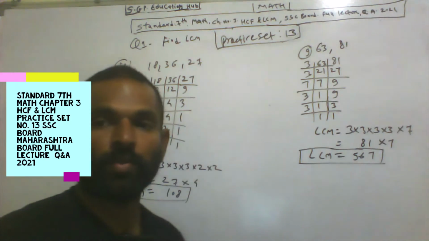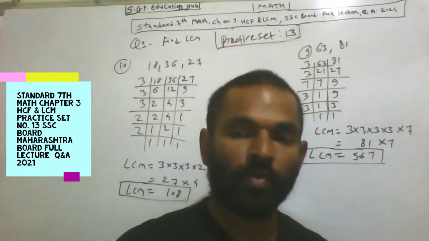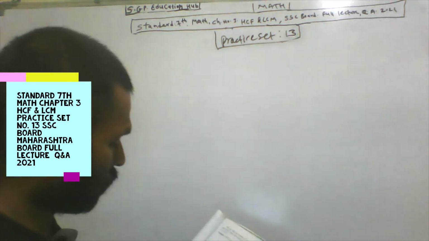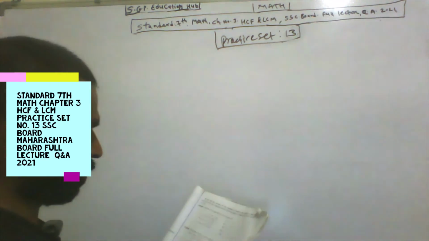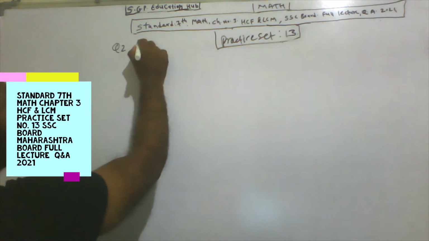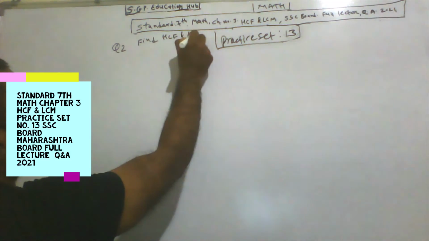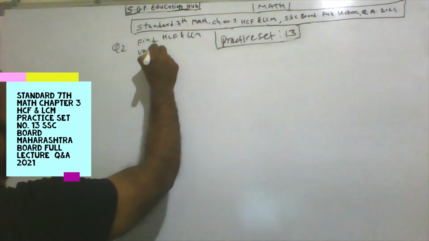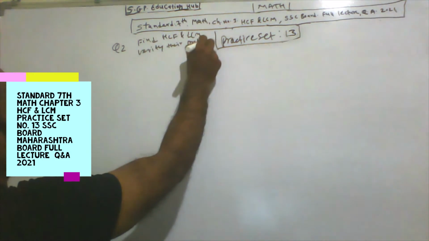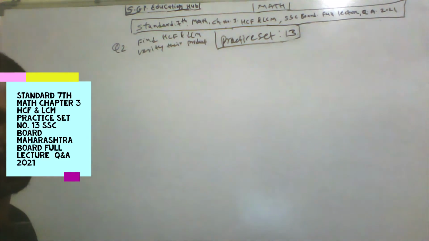Now we are going to solve question number 2. There are 5 sub-questions. Question number 2: find the HCF and LCM and verify their product. Okay, the product is equal to the product of the given numbers. Okay, verify.